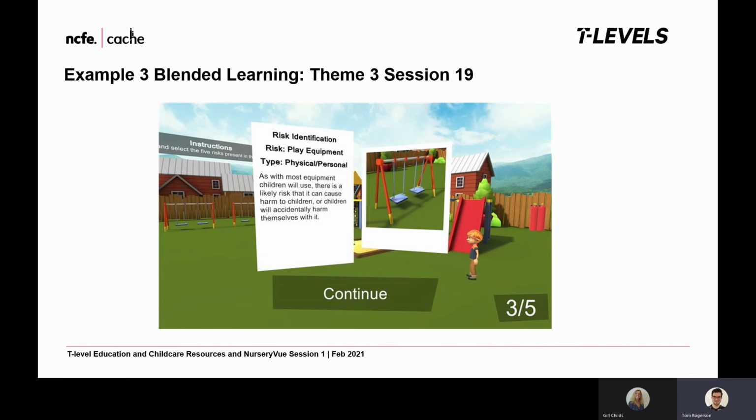As previously demonstrated in the classroom environment, once a risk is identified, a pop-up box gives an explanation of the risk and the hazard it poses. This explanation is both verbal and written. The student then carries on navigating around the playground until all 5 risks are identified.